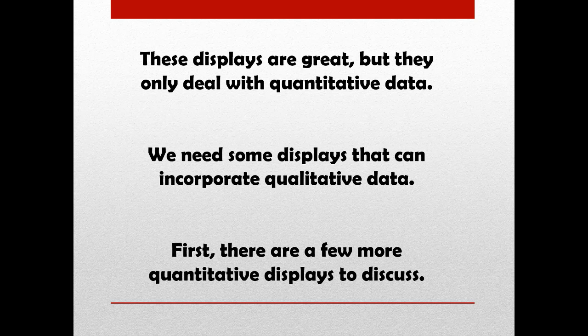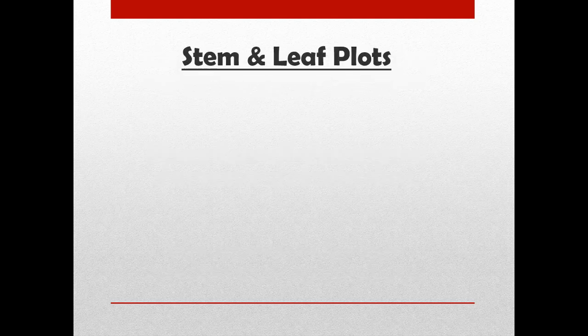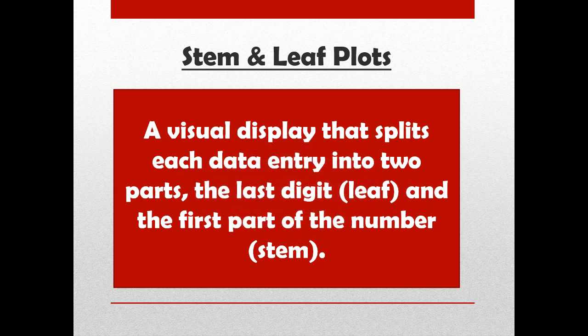The first one is called the stem and leaf plot. So what a stem and leaf plot is, it's a visual display that splits each data entry into 2 parts, the last digit, which we call the leaf, and the first part of the number, which we call the stem. So if a number is 10 digits long, the last digit of the number is the leaf, and the other 9 digits of the number are the stem.